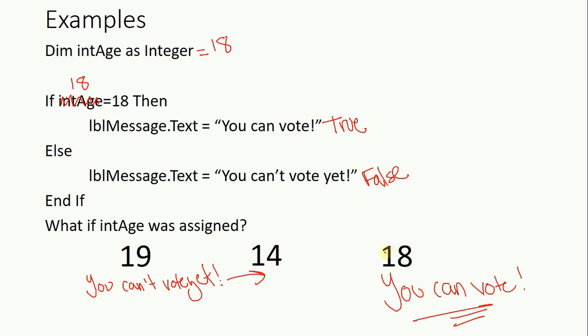It's not going to say you can vote and you can't vote yet. It's going to say you can vote. If it evaluates in this area, your else statement is null and void. It won't run. If it evaluates in the else statement, so if it evaluates here, this will not run.